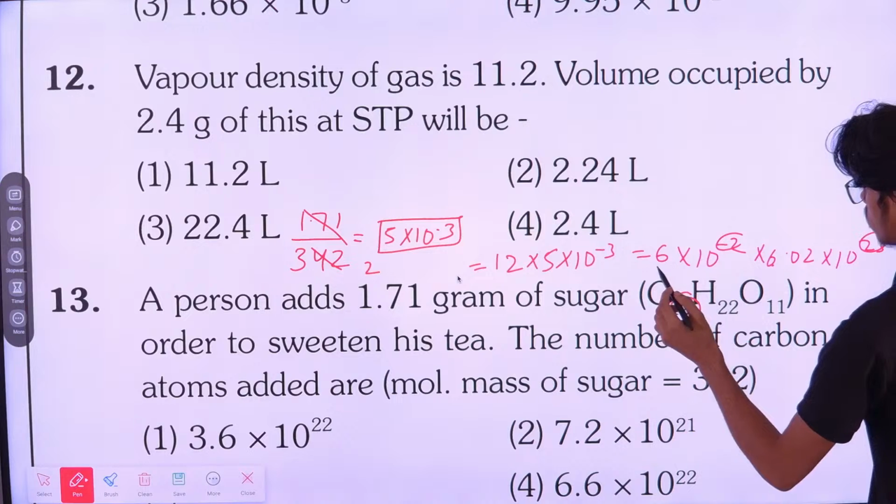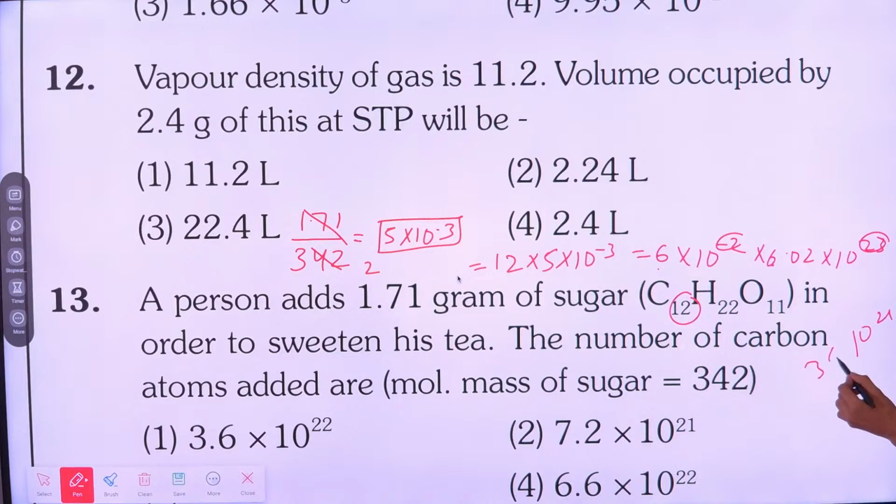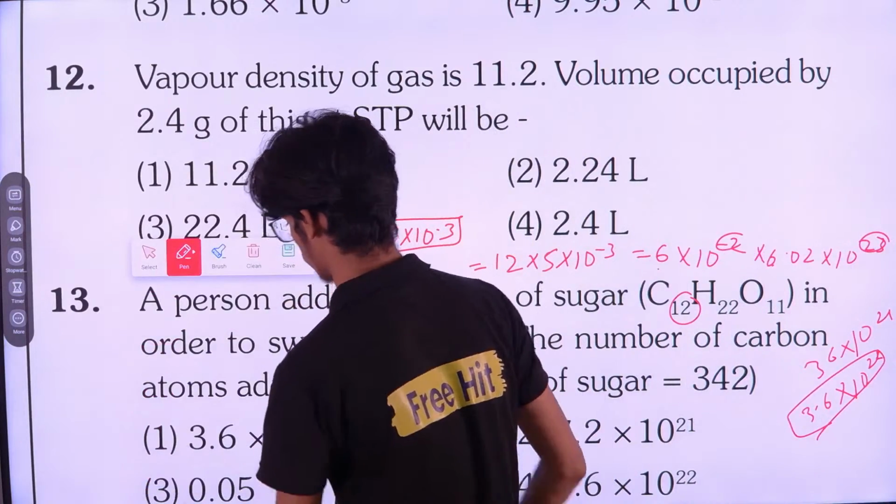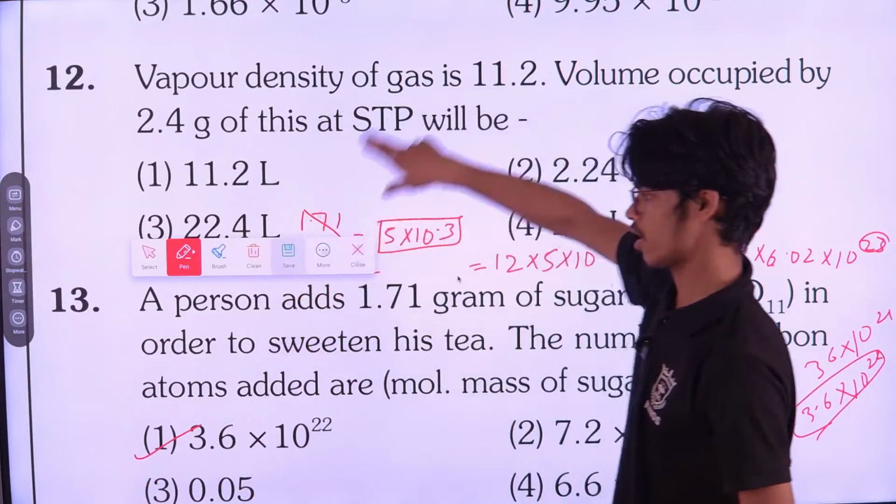And 36, you can write it as 36 into 10 to the power 21, or you can write it as 3.6 into 10 to the power 22. This is the right option, option number 1. Got it? 3.6 into 10 to the power 22.